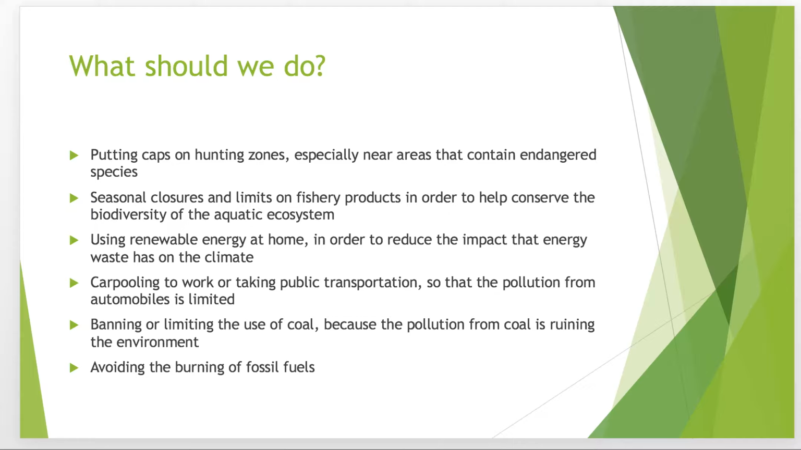Some things we can do at home are using renewable energy. This reduces the impact that energy waste has on the climate, and thus it also helps reduce climate change and global warming. Another thing that we can do that's easy is carpooling to work or taking public transportation. Thus, pollution from automobiles is limited. Banning or limiting the use of coal would also be very helpful because, as we learned in our recent assignments, the pollution from coal is ruining the environment. Another thing we can do is avoiding the burning of fossil fuels, which also takes a very big burden on the environment.